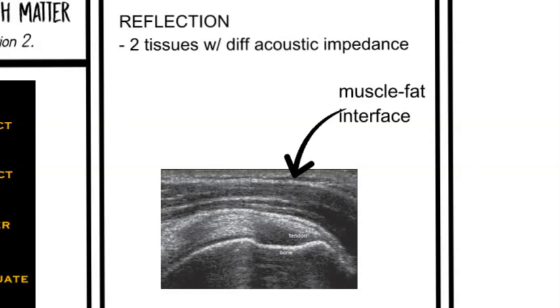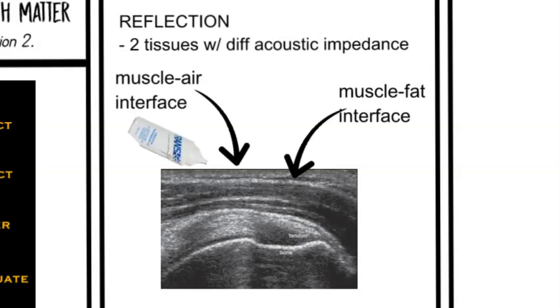Now, think about muscle-air interface. In this case, the acoustic impedance between the two is much more different. Because of this, nearly 100% of sound is reflected. This is the reason why we use a coupling gel, to eliminate the air in between the transducer and the skin, hence reducing the amount of reflected sound.